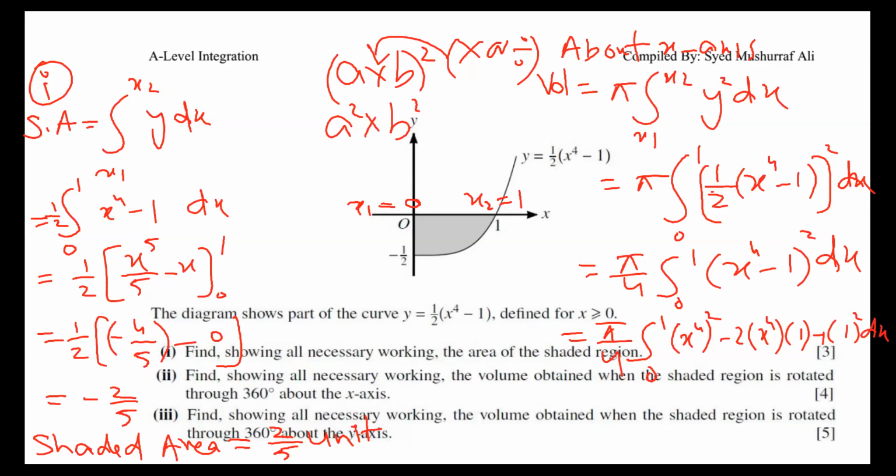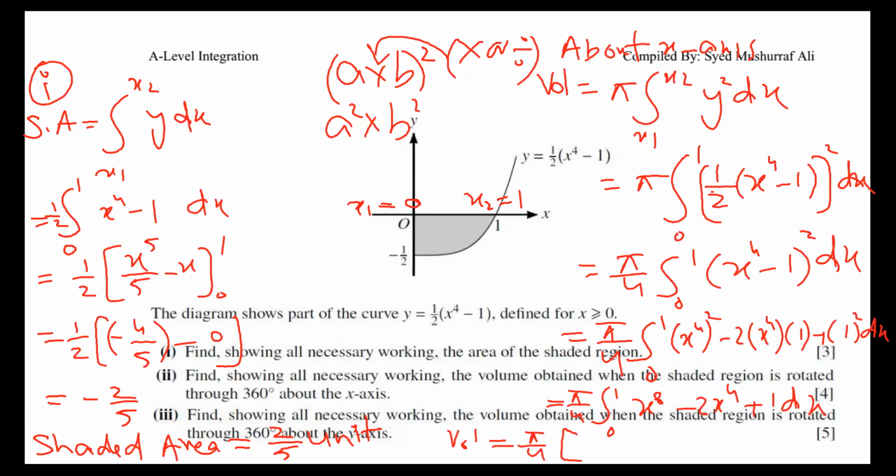So let me complete. Pi by 4 comes out and limit 0 to 1 and x to power 8 minus 2x to power 4 plus 1, dx. Now I'm close to the answer and I'm just putting the values. I think you can understand how I can do it. Put upper limit minus lower limit. I save my time. Volume is pi by 4, a bracket.